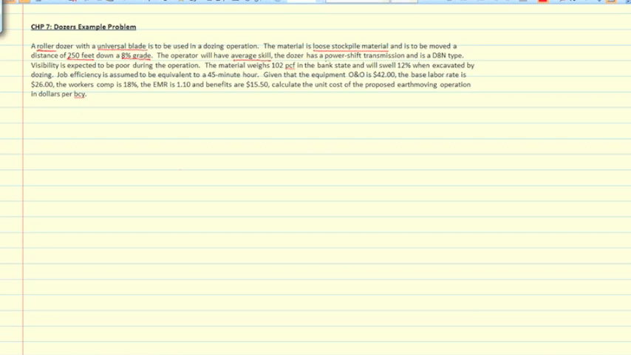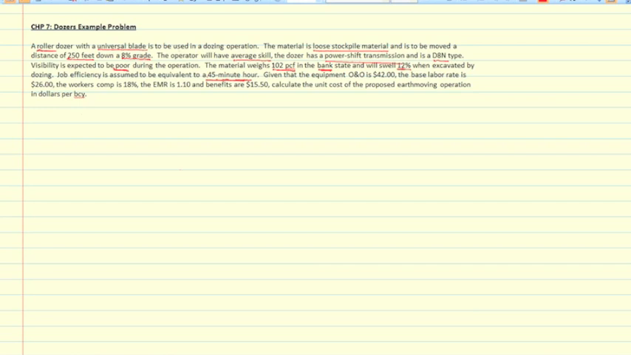Power shift transmission comes into effect. And here's your type right here. It's a D8. Okay. It shows right here visibility, so make sure you remember to factor that in. Material weight, and remember that's in the bank state. You also have your swell factor, and here's your job efficiency. And then we'll get into the money part at the very end, so we'll go ahead and move on from there.